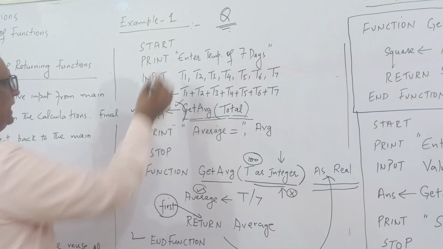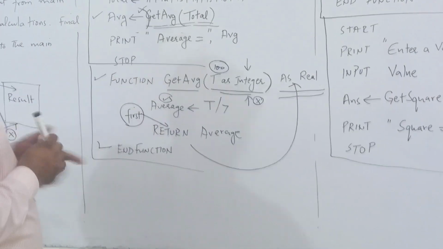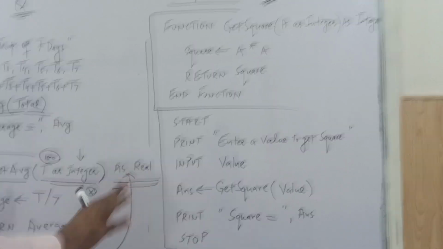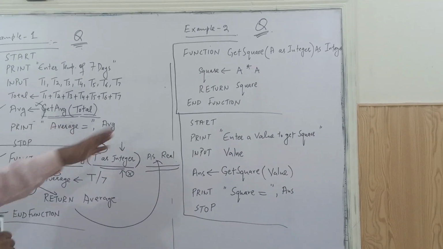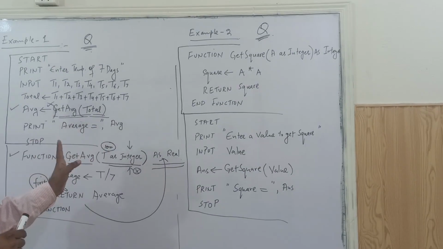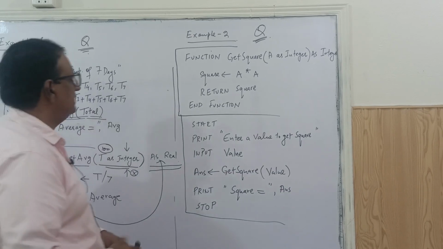Here the main comes first and the function comes as second. But in the second example, the function comes first and the main comes later. So they are similar. There is no technical fault or there is no technical difference. Both are fine. So if you prefer to write the function first, that's fine.